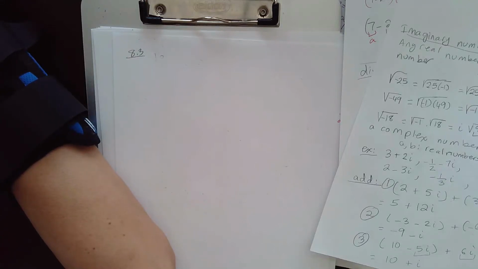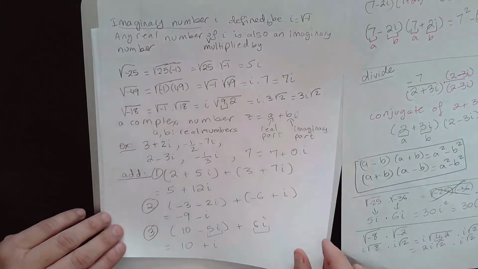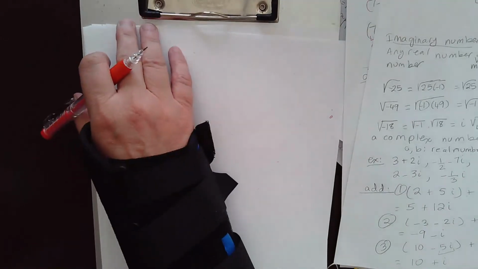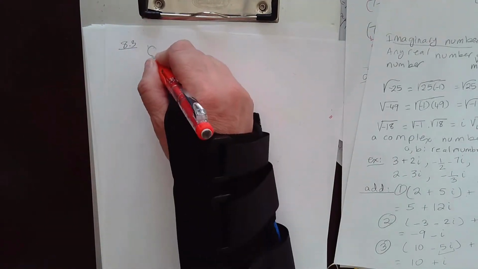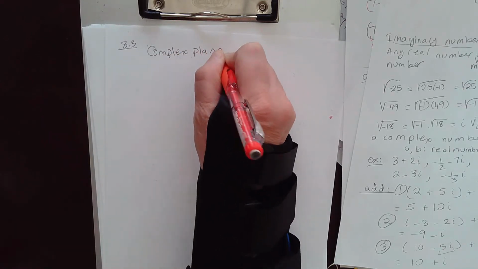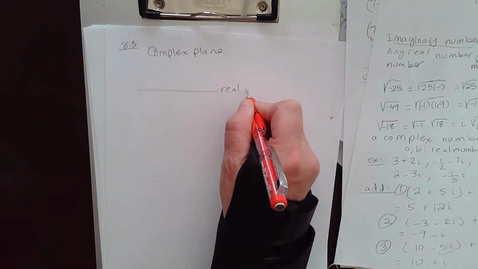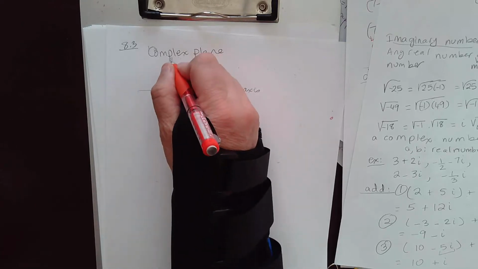Okay, so we just had a quick review of the imaginary numbers that you studied in algebra, and now we're gonna plot complex numbers in the complex plane. What is a complex plane? So here would be your real axis, and here would be your imaginary axis.